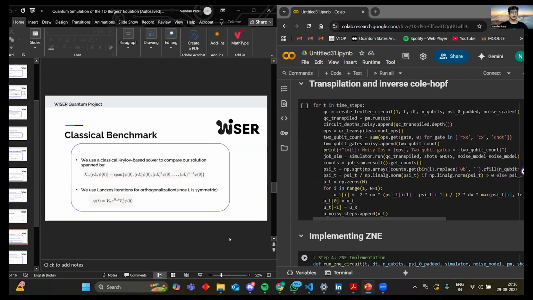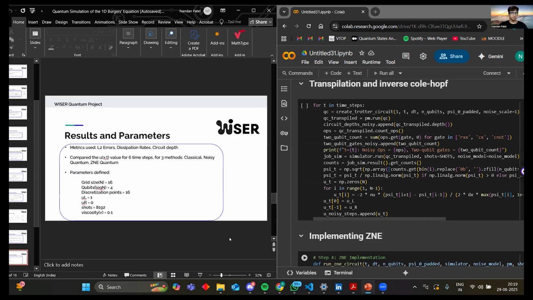Now, for the classical benchmarking of the code, we have used a classical Krylov-based solver to compare a solution. We have initialized the matrix as mu into N, and we have multiplied it several times by the initial state to get the entire subspace spanned by the vector that is present on your screen in the PPT. And for orthogonalization, we use Lanczos iterations since the Laplacian matrix L is symmetric, and we get the optimal value of eigenpairs, which we then scale to get the optimal value of U, and which we then compare with the U value, which we have got from the quantum part of the code.